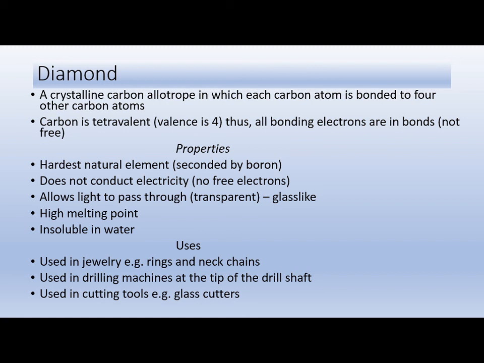Mostly used in jewelry, rings, neck chains, and the like. Used in drilling machines at the tip of the drill shaft because it's very hard, therefore it can drill almost any rock. Used in cutting tools, for example, the glass cutter. Some glass cutters may have diamonds at the tip.